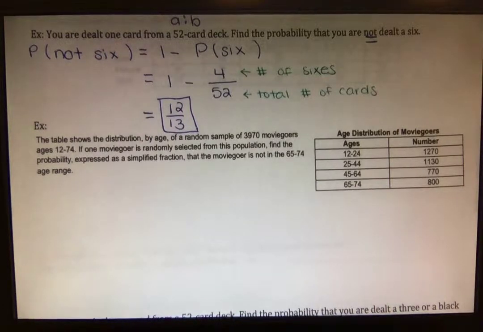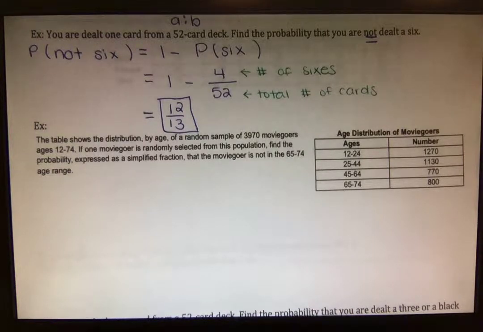The table shows the distribution by age of a random sample of 3,970 moviegoers. The ages range from 12 to 74. If one moviegoer is randomly selected from this population, find the probability, expressed as a simplified fraction, that the moviegoer is not in the 65 to 74 range. So, it's easier for us to see the 65 to 74 range. I can see that it's 800 out of our total.